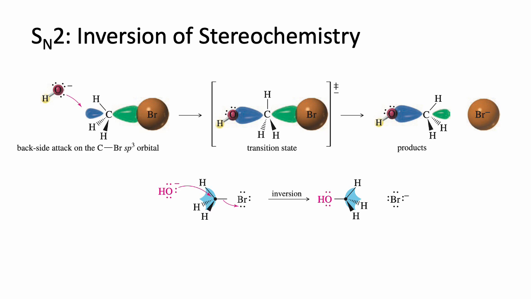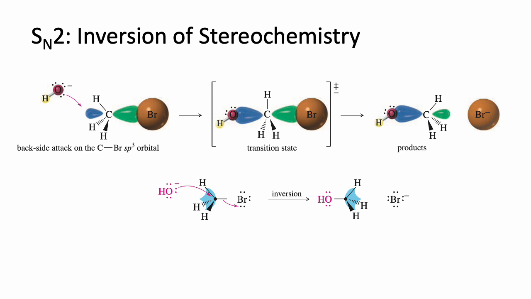So notice how, because the two steps in an SN2 reaction occur at the same time, if we look at that bottom figure there, both of those curly arrows representing the movement of electrons, they both happen at the same time. The nucleophile attacks simultaneously as the leaving group leaves. And so we form this transition state.